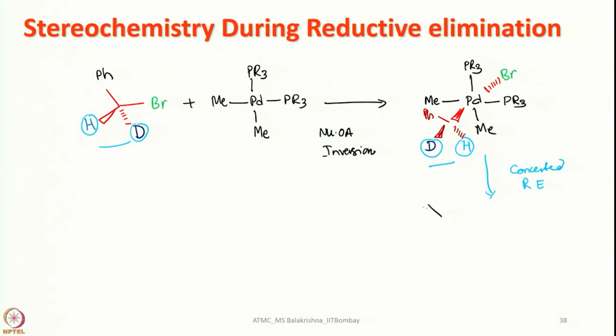What we get is, so methyl group is coming here, H will be here and D will be here, and of course plus what we get is, so you can see here. So that means during reductive elimination retention one can see if you are using chiral molecules.